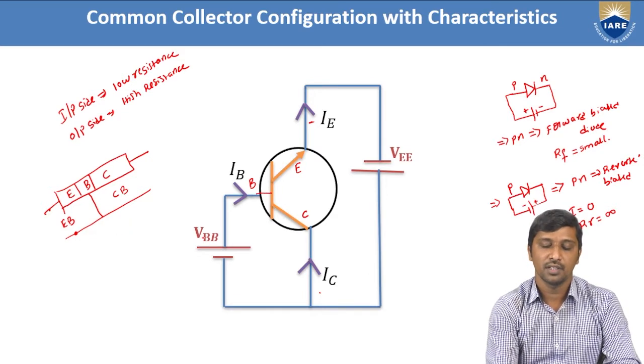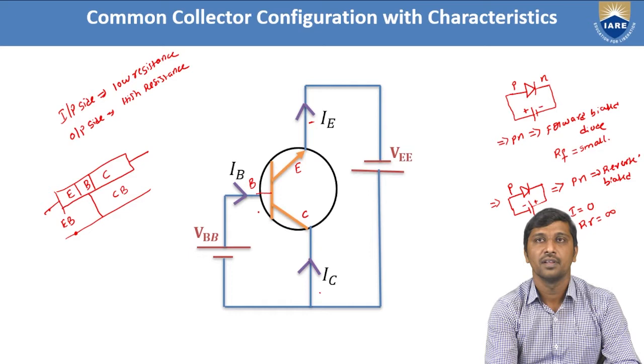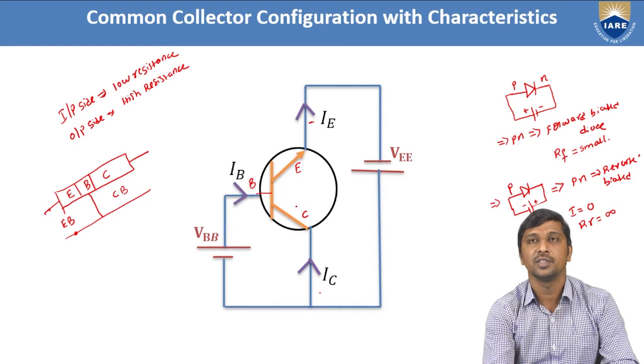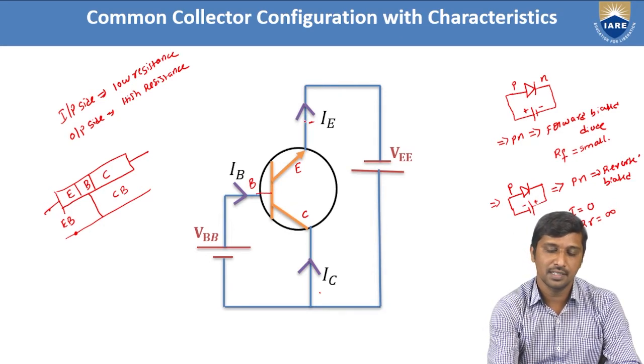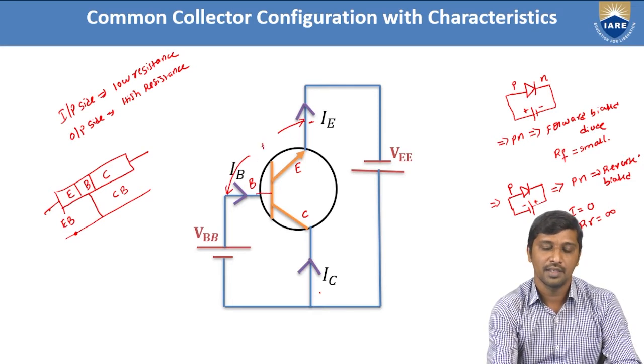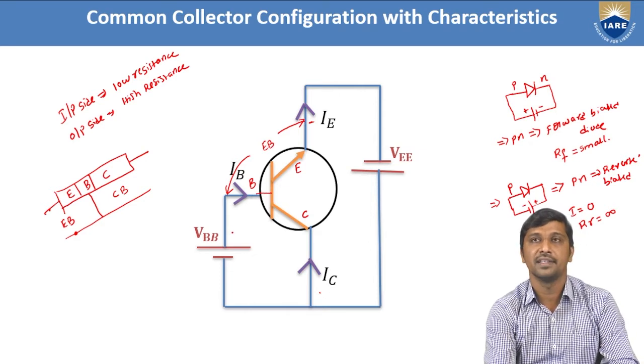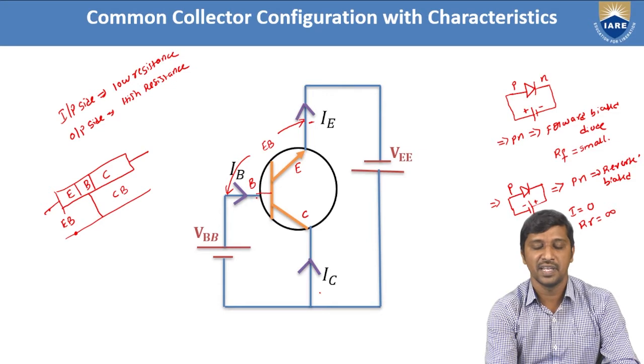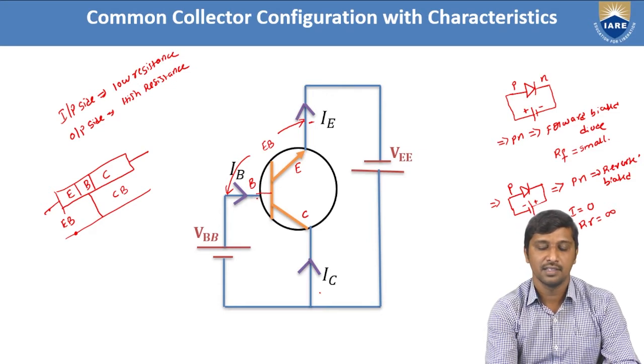So from this point, we need to show, based on the common collector configuration, how the emitter-base junction is forward biased and how the collector-base junction is reverse biased. Let us consider the junction between base and emitter. In this emitter-base junction, the base is the input side.